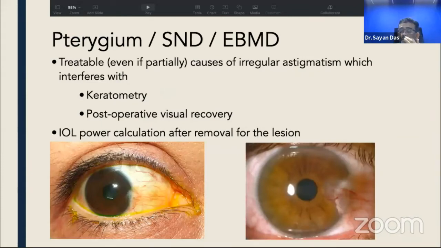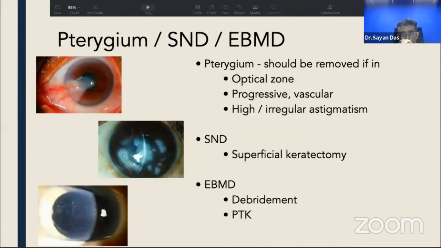Now, if there is pterygium, Salzmann's, or EBMD, these are treatable causes of irregular astigmatism, which affects the postoperative outcome and also interferes with keratometry. And ideally, we should do an IOL power calculation after removal of these lesions. So pterygium should be removed if it's in the optical zone, if it's progressive or highly vascular, and if it causes high irregular astigmatism. If there is SND, we can do a superficial keratectomy before doing keratometry. And in EBMD patients, if the mires are irregular on the keratometry, we can also go for debridement and PTK.